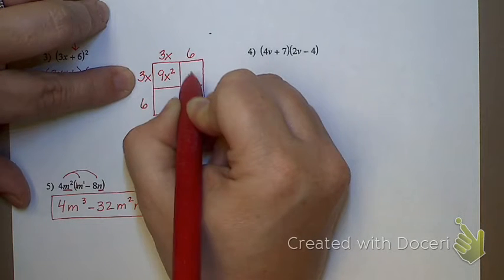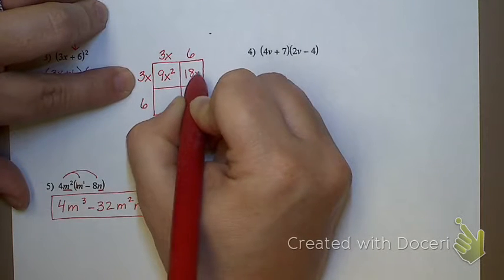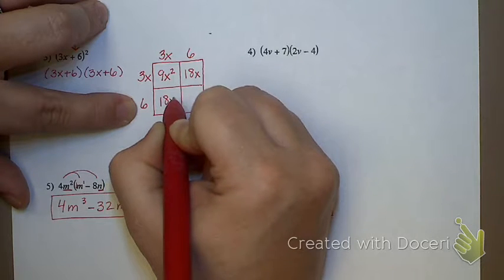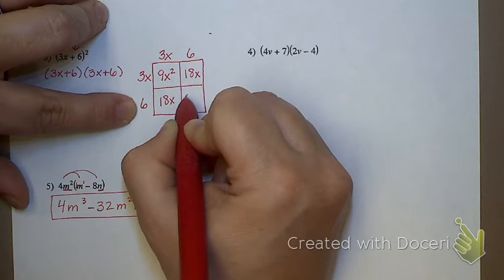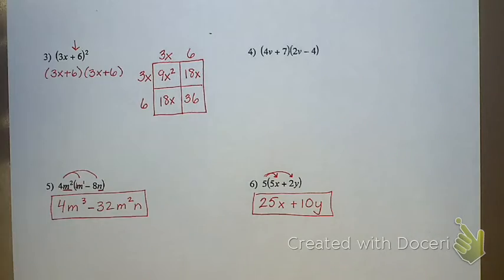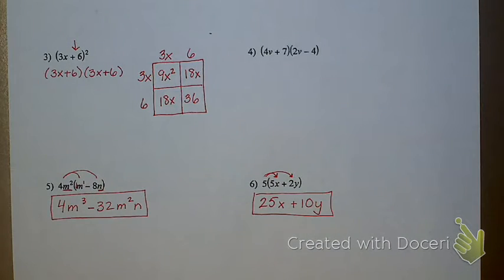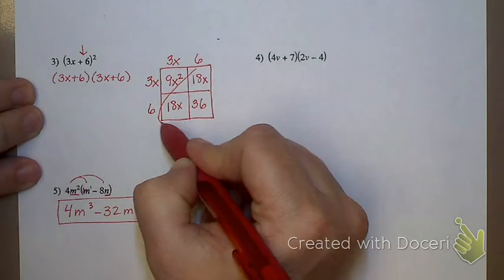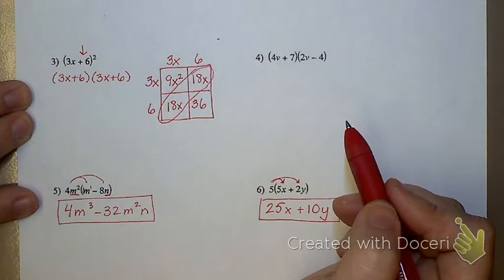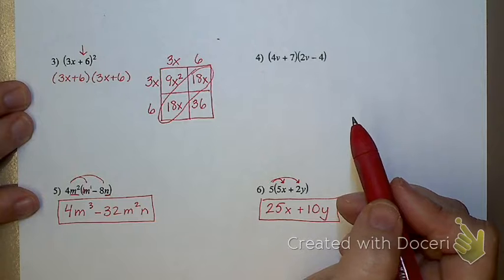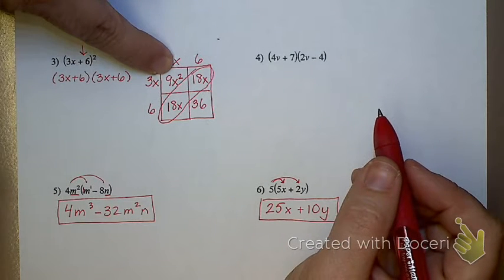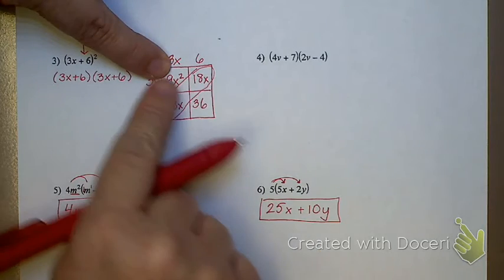3x times 6 would give me 18x. 6 times 3x would also give me 18x. And 6 times 6 gives me 36. What I like about the table is I have 4 terms here. My like terms are always going to be on a diagonal from each other. So if I want to write out my answer, it's easy to find my like terms. And standard form is also easy because usually my biggest exponent is up in the corner and it works down.